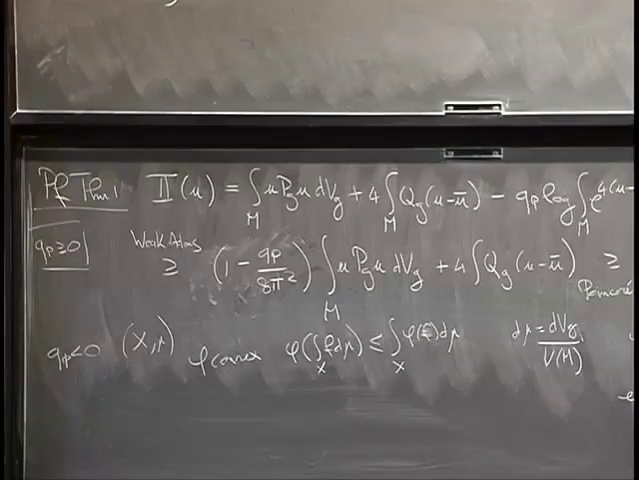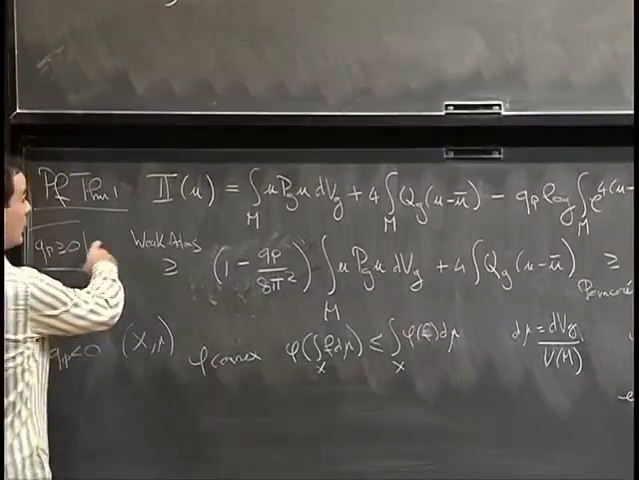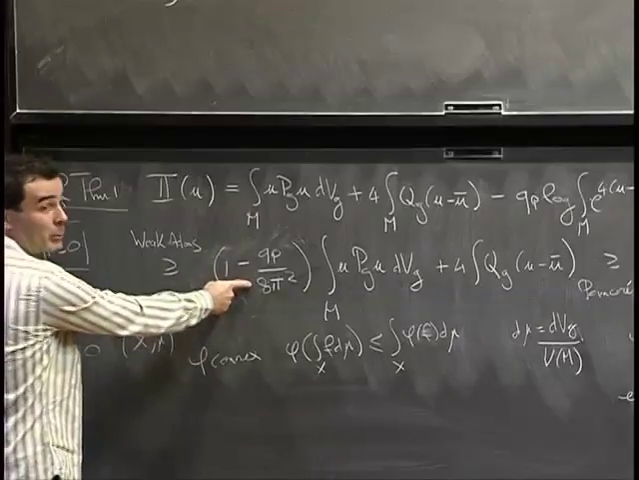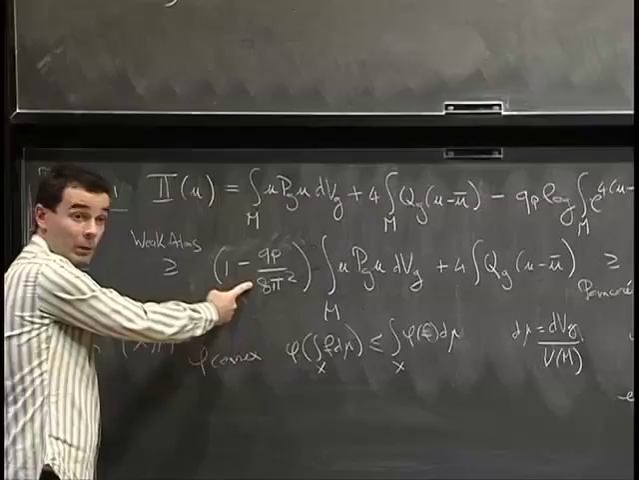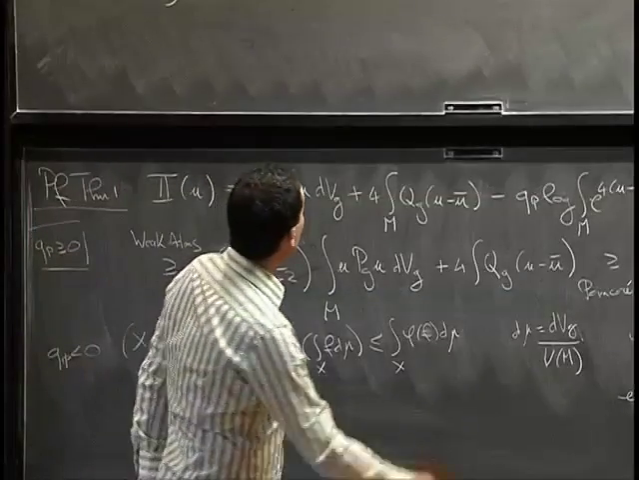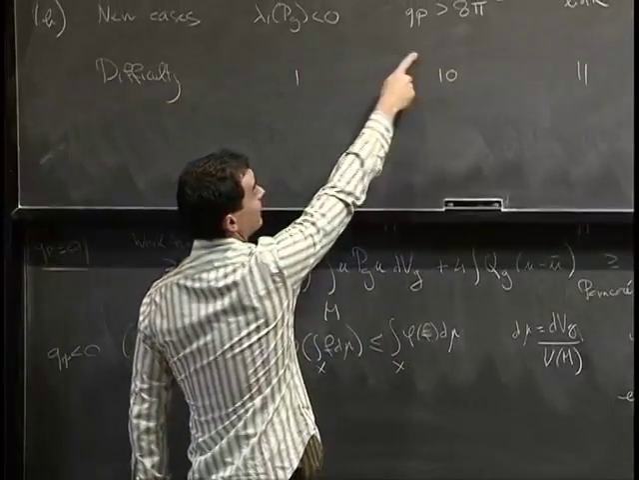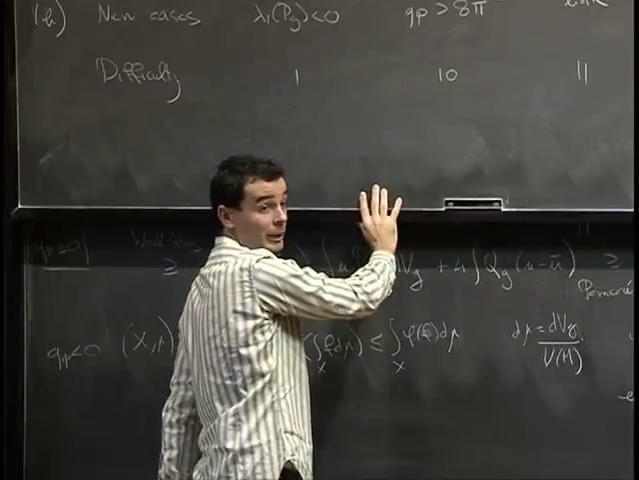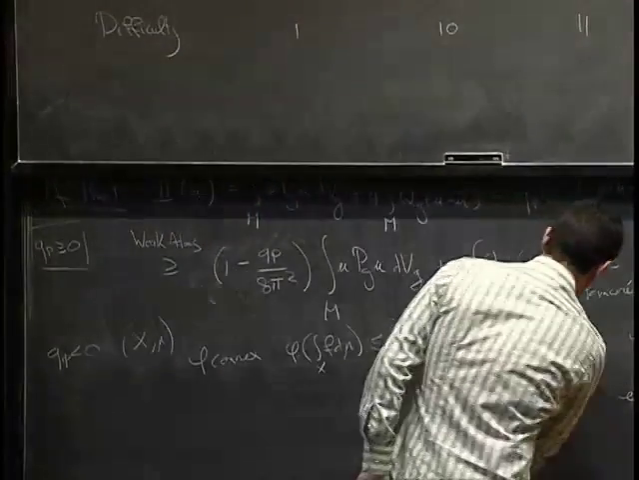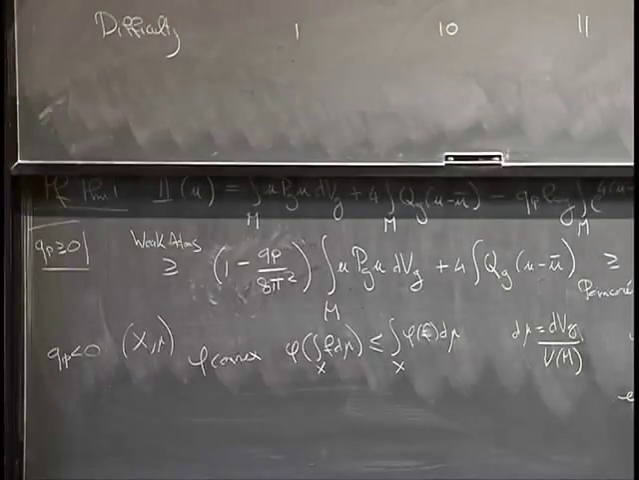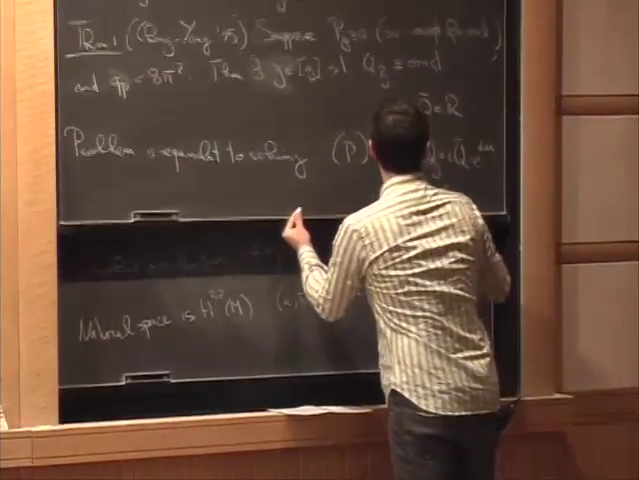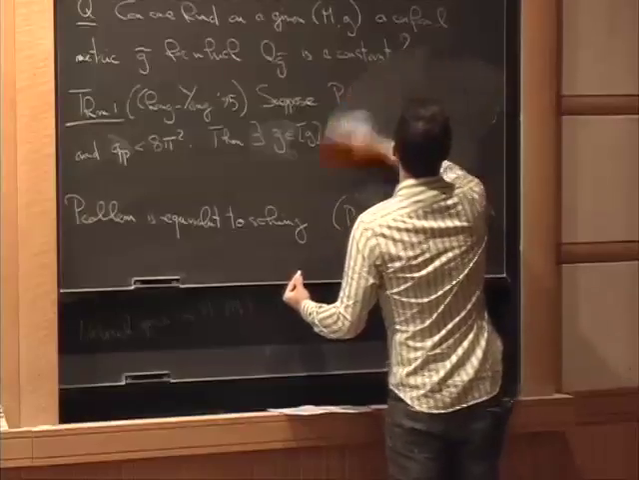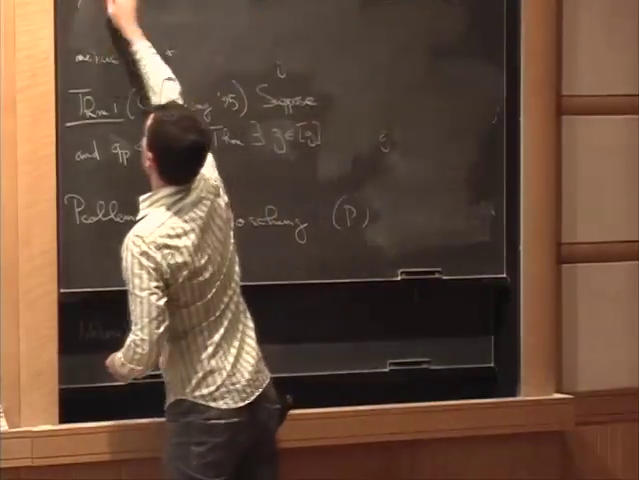All right. So we saw that when QP is less than 8 pi squared, then the functional is bounded from below. Okay. So I want to show you that if either of these conditions hold, then this is not the case anymore. So I want to describe the loss of coercivity. And then we can take a break.